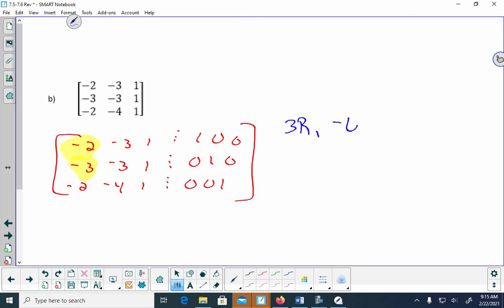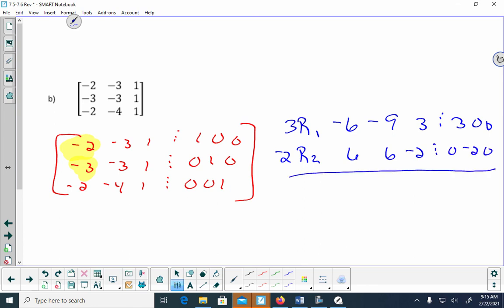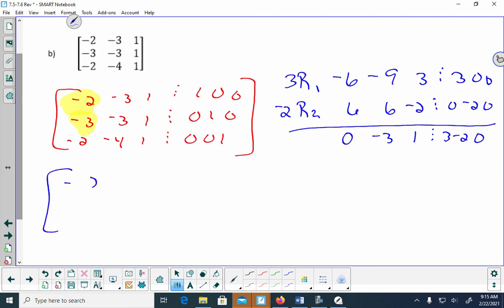So that'll be negative 6, negative 9, 3, 3, 0, 0. And then we'll multiply row 2 by a negative 2. And that'll be positive 6, negative 2, 0, negative 2, 0. And when I add, this is 0, this will be negative 3, positive 1, 3, negative 2, and 0. So I'm going to copy that down.